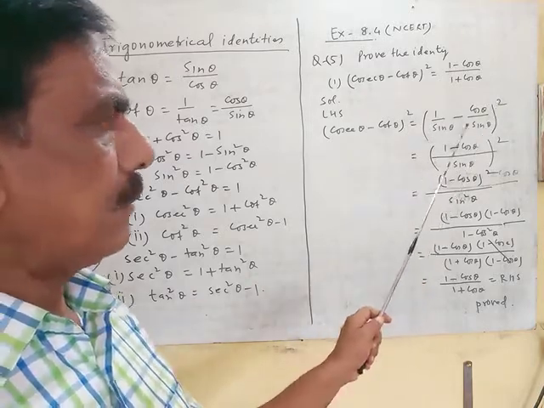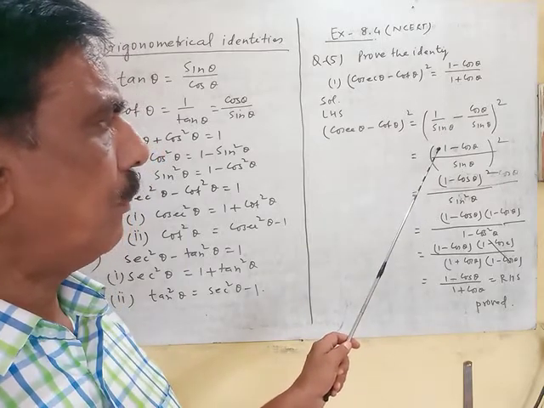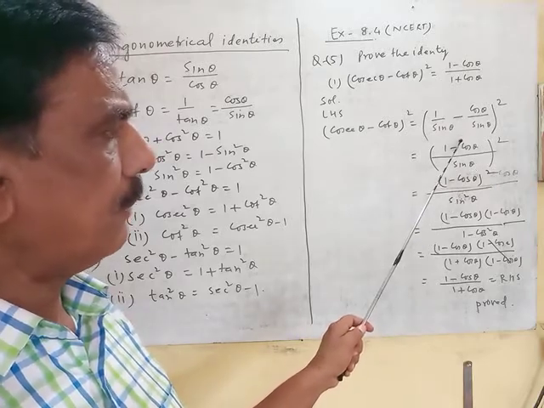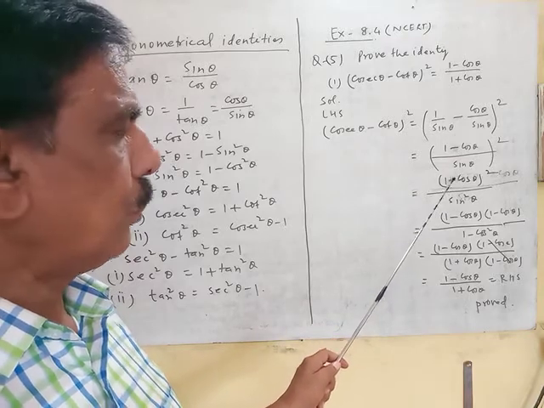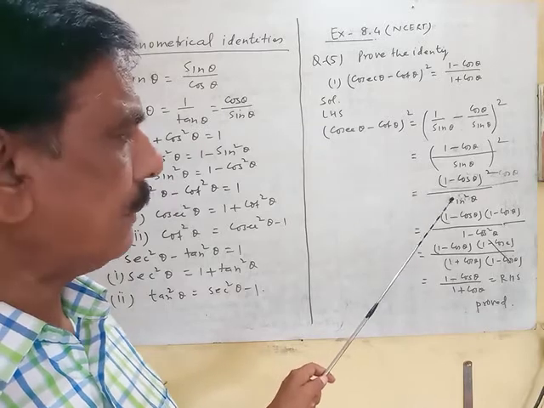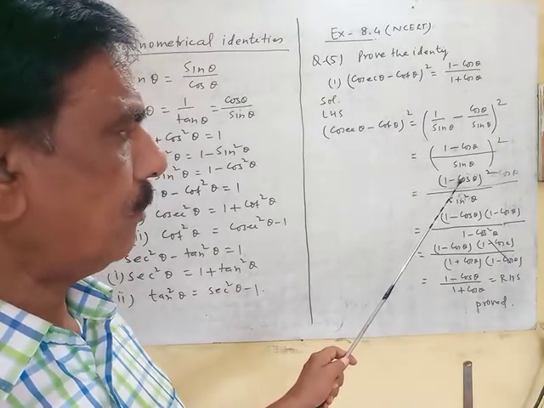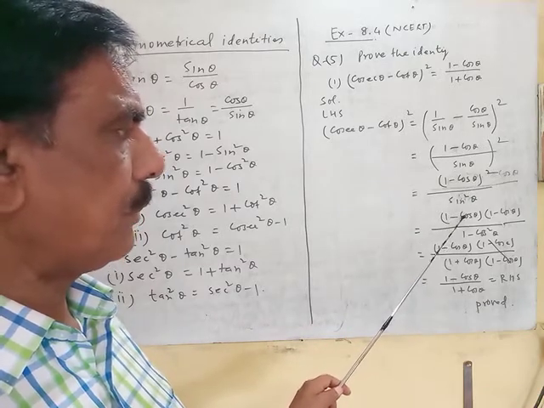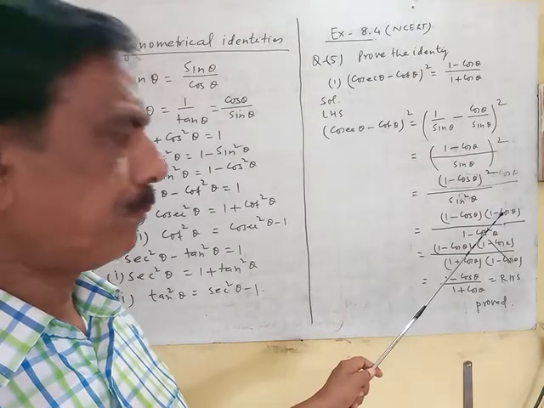Now the LCM has been taken out. The LCM is sin theta. So it is (1 minus cos theta) whole square in the numerator, and the denominator is sin square theta. Now they have been separated. And you can repeat the numerator, so (1 minus cos theta) into (1 minus cos theta). It has been repeated here.